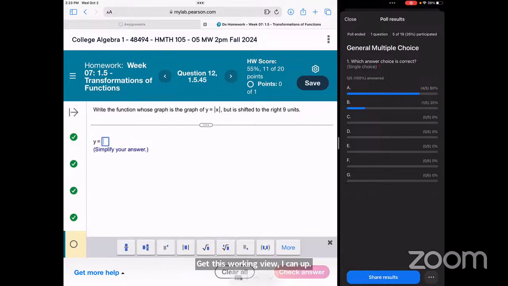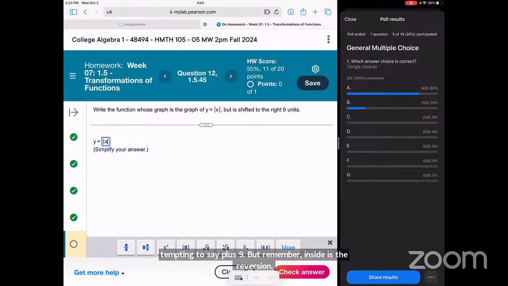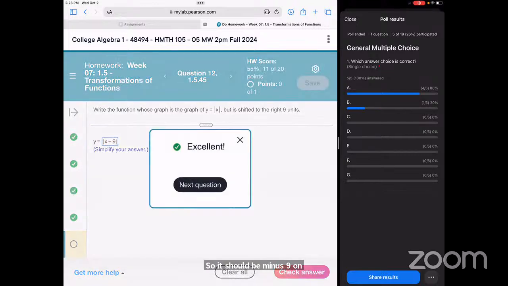So let's start with the absolute value of x. It says shifted to the right by 9 units. So to the right is the positive x, so that's side to side. That means we need to be working on the inside. It's tempting to say +9, but remember inside is the reverse of our intuition. So it should be -9 on the inside. I'm going to hit enter. Okay. Next question.